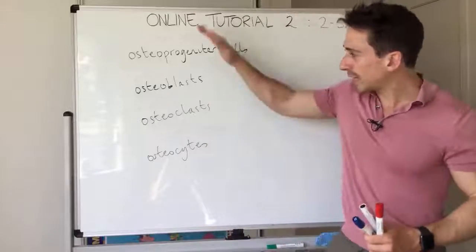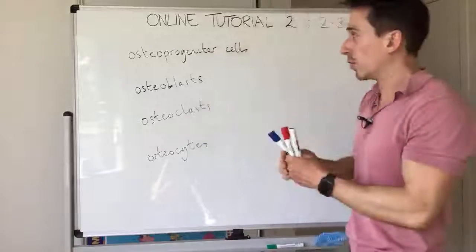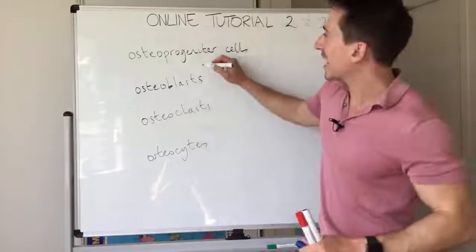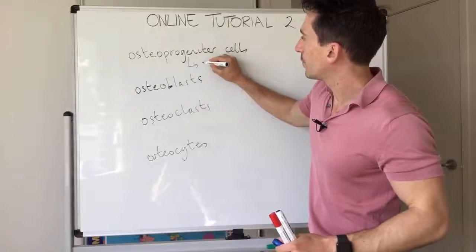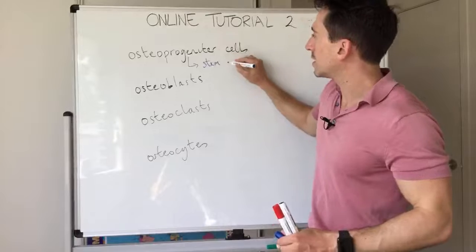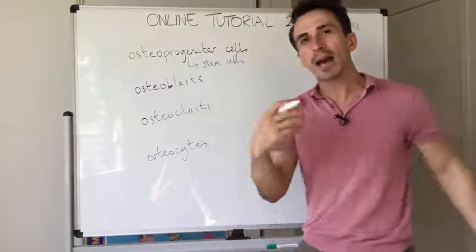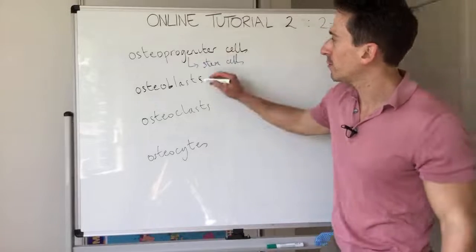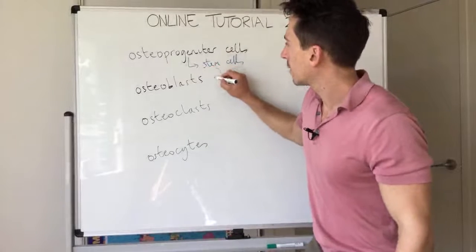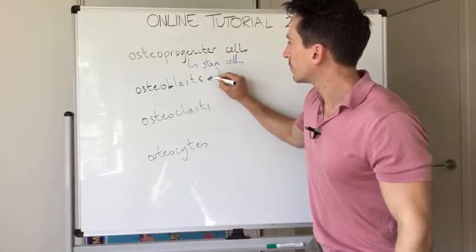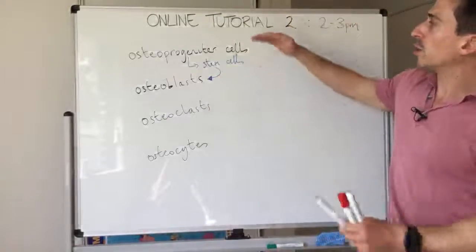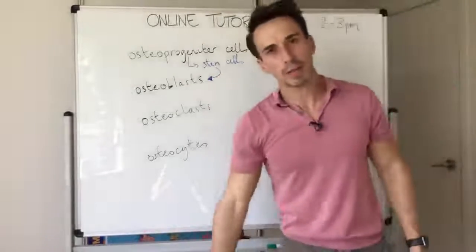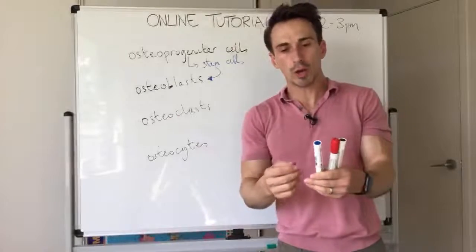And it's because of these cell types. So this is how it basically works. Osteoprogenitor cells are stem cells. Now, what a stem cell does is it has the ability to create other cells. And the types of cells that osteoprogenitor cells produce are osteoblasts. So osteoprogenitor cells produce osteoblasts. Question now is, what are osteoblasts?